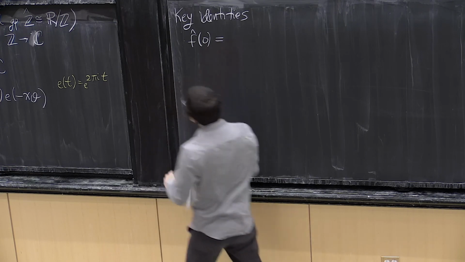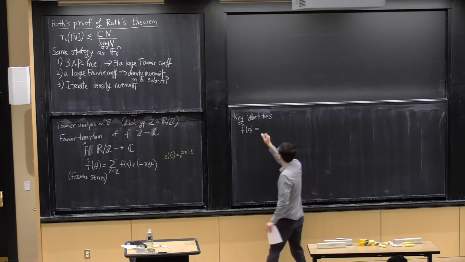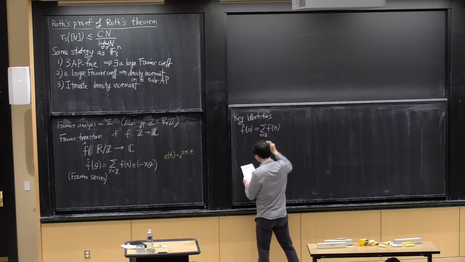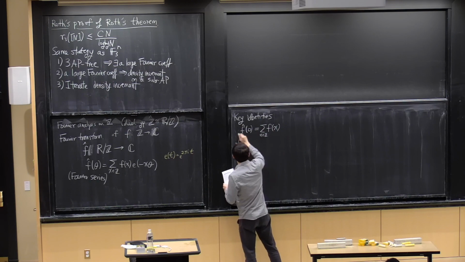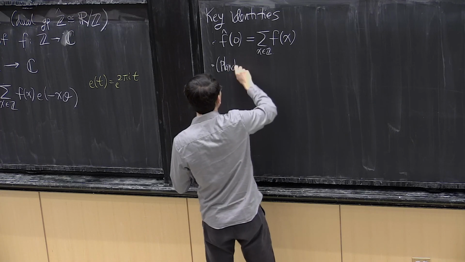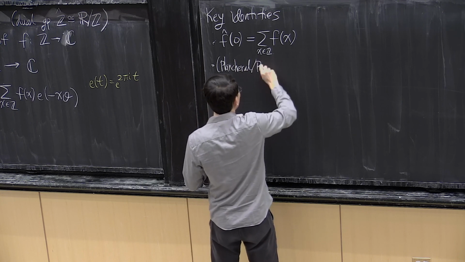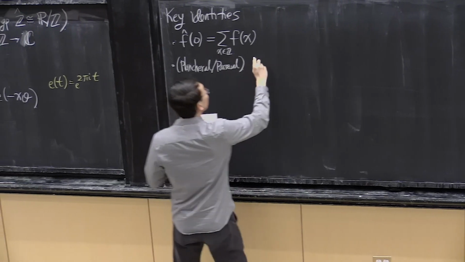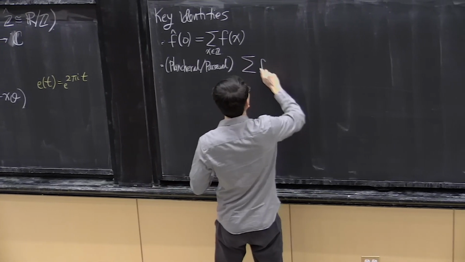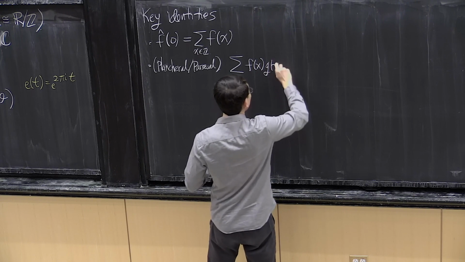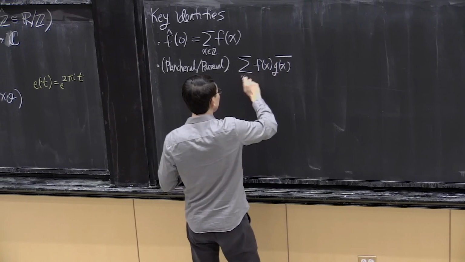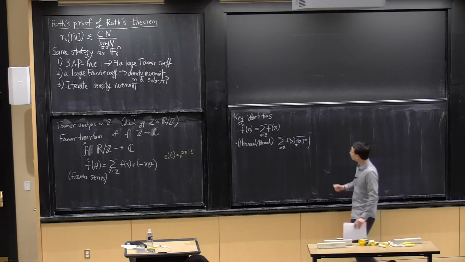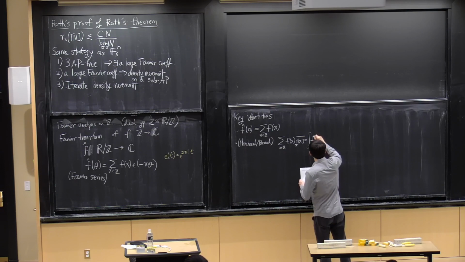F hat of 0 is simply the sum of f over the domain. We have this Plancherel-Parseval identity, which tells us that if you look at the inner product bilinear form in the physical space, it equals the inner product in the Fourier space.